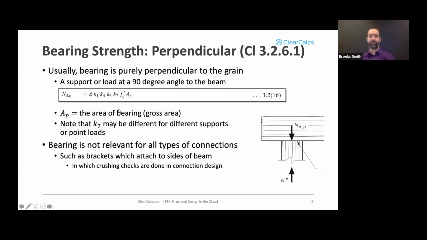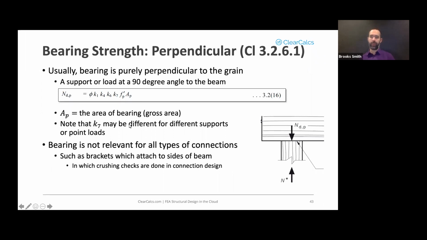Next, for bearing. Usually your bearing is going to be perpendicular to the grain. Most cases, it's a 90-degree angle to the beam that you're bearing onto. If that's the case, it's a relatively simple formula. Again, just making use of modification factors that we already calculated, multiplying by the characteristic strength, multiplying by A sub P. A sub P is the area of bearing, and that is the gross area, so no reduction there. It's just a gross area.